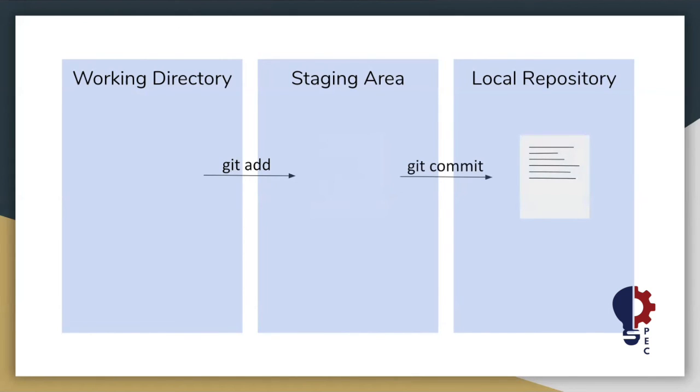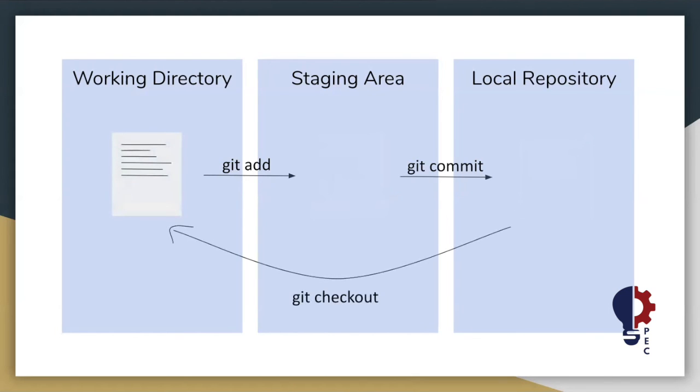Now our file is inside our local repository, so the .git folder, and that version is given a name through the commit message. So that means even if we messed up our file, we can still use the last version that is under version control and use the git checkout command to revert back to the last position in our local repository.